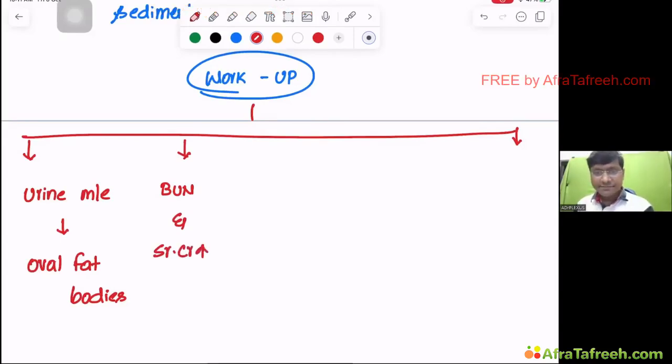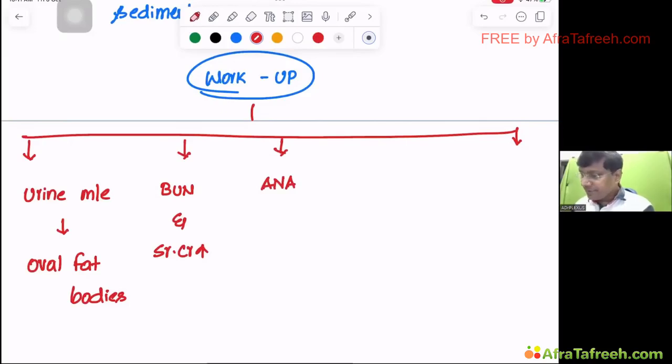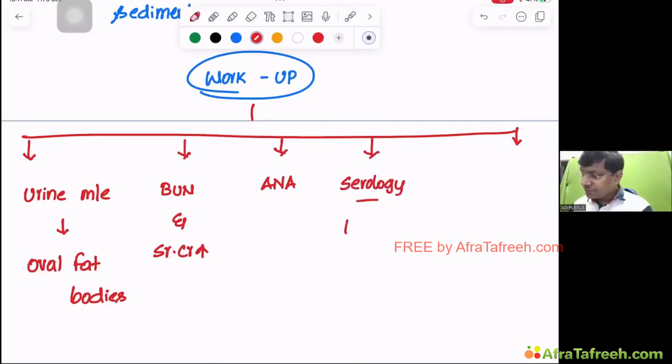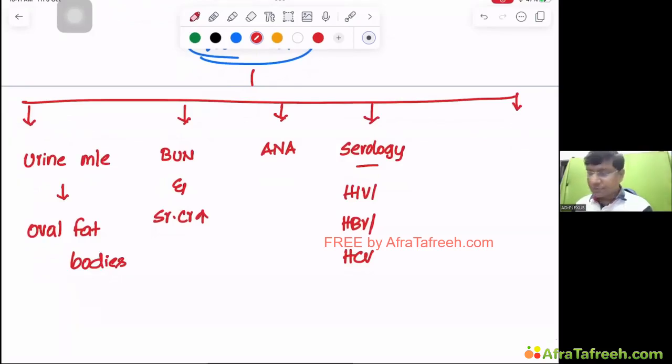they are elevated, right? And you need to check for the anti-nuclear antibodies, right? Why? Because there are autoimmune conditions. So you need to test for that. And we need to check for the underlying infection, that is serology. So serology, you have to do for HIV, then hepatitis B virus, and then hepatitis C virus. This is the serology you have to do.